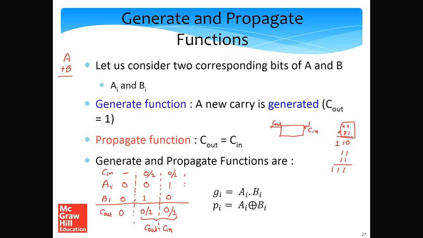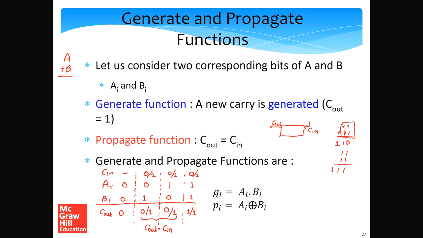So let's consider the last case. In this case, AI is 1, BI is 1. Irrespective of the input carry, so let's assume that the input carry is 0. So then we add 0 plus 1 plus 1, the carry is generated. Let's assume carry in is 1. So we add 1 plus 1 plus 1. Again a carry out is generated. So irrespective of C in, C out is always 1.